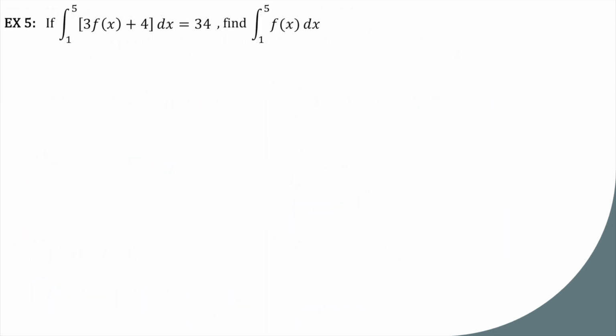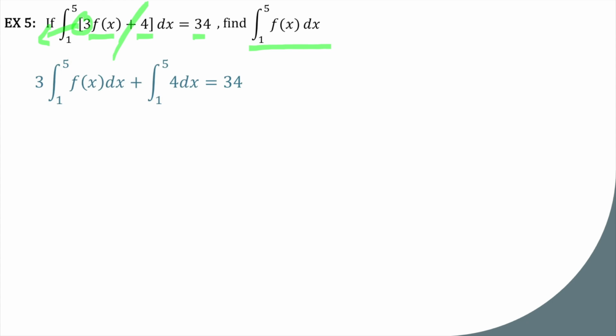Well, this looks complicated, doesn't it? If the area under the curve from -1 to 5 of 3 times f of x plus 4 equals 34, what's the area under the curve from 1 to 5 of just f of x? This is actually just algebra, because we can split this integral into two integrals, and then this constant we can move forward. So watch this.